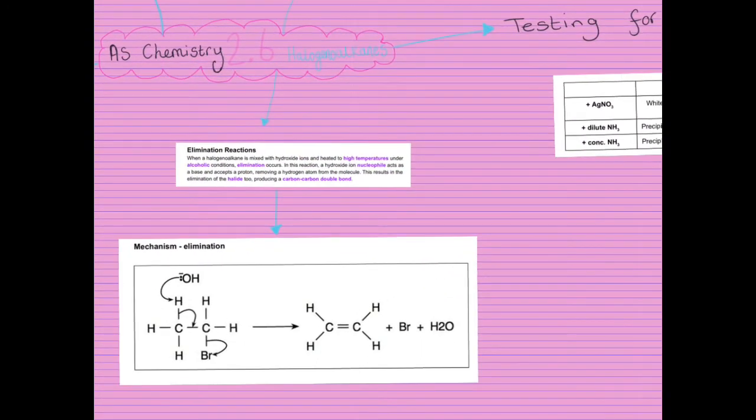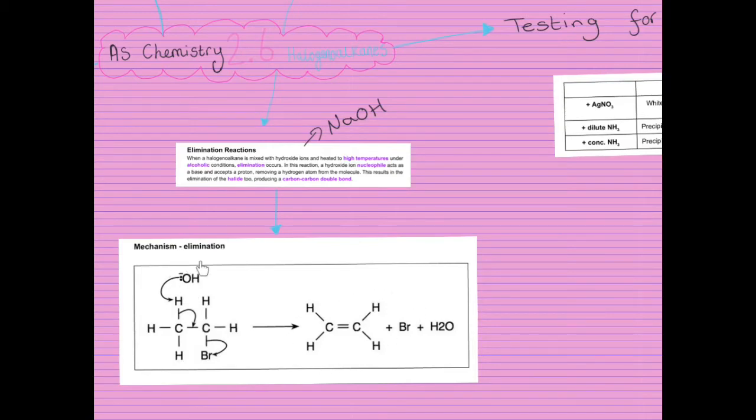We learned last time how halogenoalkanes form: you can make them from alkanes or alkenes. Alkanes is free radical substitution, and alkenes is electrophilic addition. Looking at elimination reactions, when a halogenoalkane is mixed with hydroxide ions, normally from sodium hydroxide, and heated at high temperature under alcoholic conditions, elimination occurs. The hydroxide ion, the nucleophile, acts as a base and accepts a proton, removing the hydrogen from the molecule. This results in the elimination of a halide and produces a carbon double bond. So this is how we go from halogenoalkanes back to an alkene.